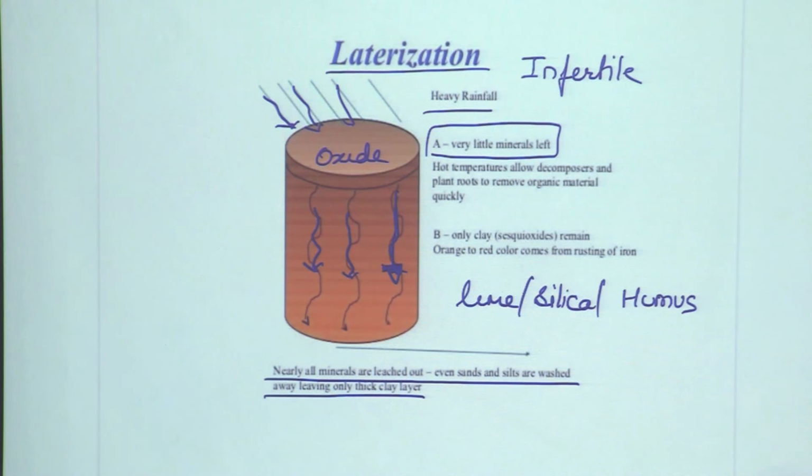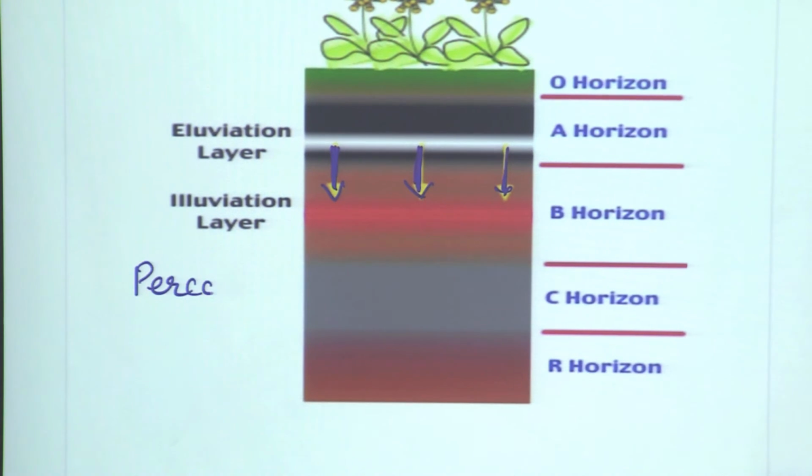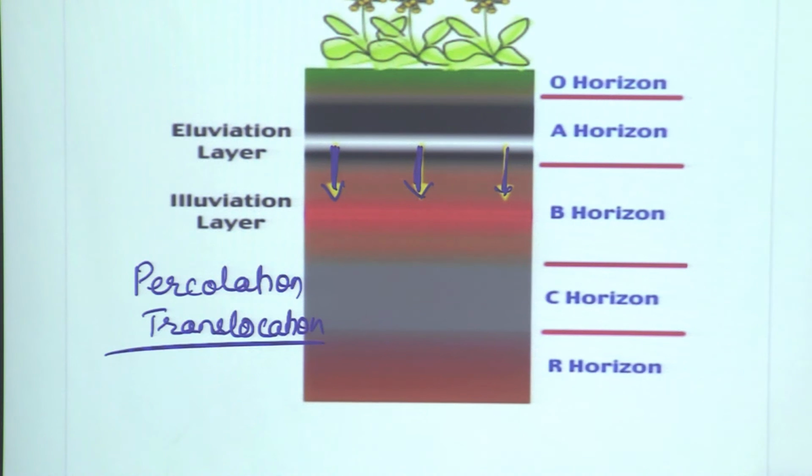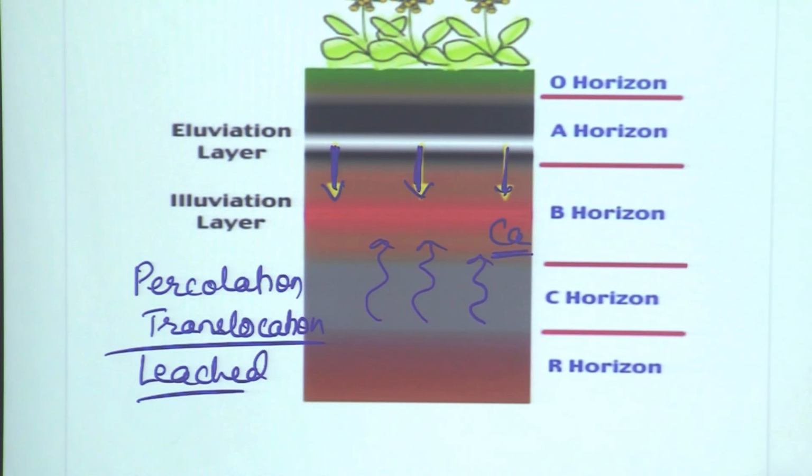And please compare laterization with this diagram. If it is percolation, translocation, the soil will be leached. And if it is capillary action, then the soil will be rich in calcium. Calcium-rich soil, if it becomes alkaline, is infertile. Leached soil is acidic and is infertile.